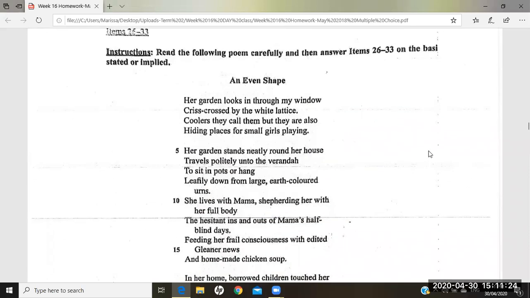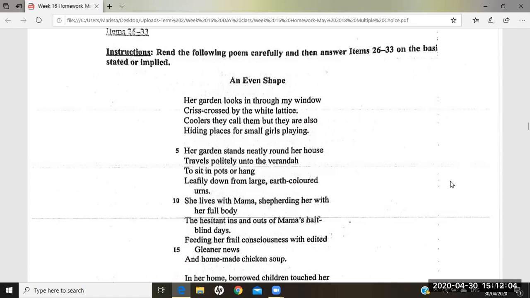The next section, we have the first poem. And how many times have we seen this poem before, An Even Shape? I think by now we all should have memorized the answers for this poem. Anybody, when they saw this section, memorize the answers and not have to revisit their answers? No one remembered the answers right off the bat from just seeing the poem and the questions? You guys memorize your answers.